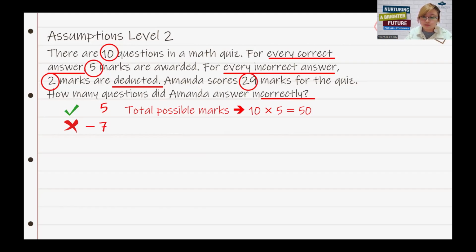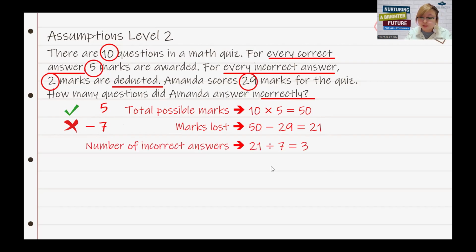So let's take a look. The marks lost, 50 minus 29, she lost 21 marks. Remember that for every wrong answer she got, she loses 7 marks. How many 7 marks are there in 21? So we can take 21 divided by 7, which is 3. So she got 3 questions wrong. So she answered 3 questions incorrectly.